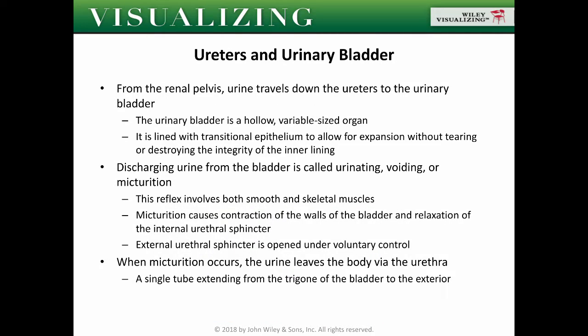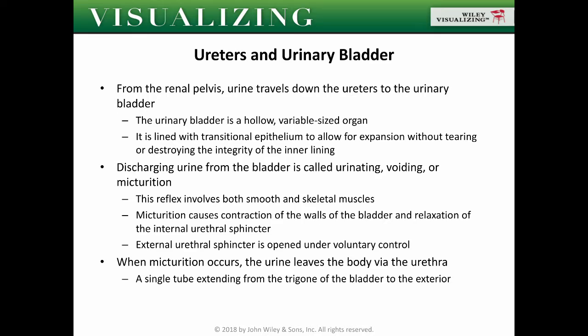From the renal pelvis, your urine travels down the ureters to the urinary bladder. The bladder is a hollow, variable-sized organ, a collecting vessel for the urine. It is lined with transitional epithelium that allows it to expand, so it can expand without tearing or destroying the integrity of the inner lining. Discharging the urine from the bladder is called urinating, voiding, or more technically, micturition.